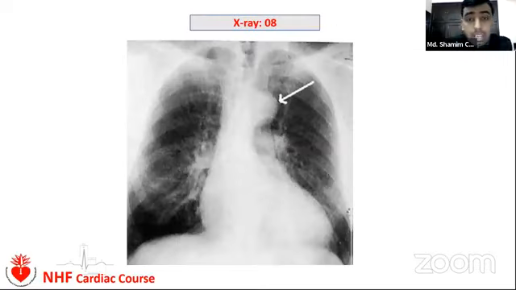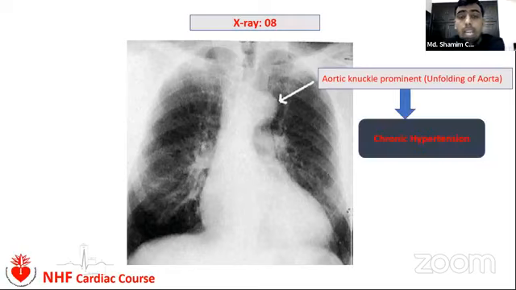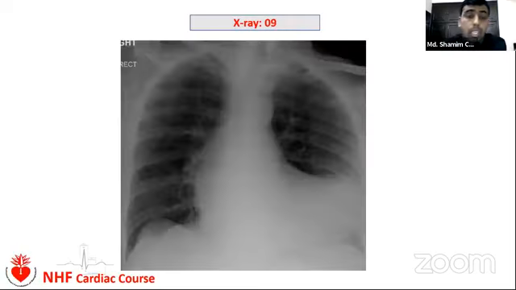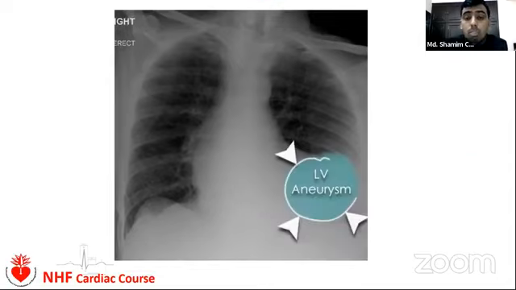Now, this is an X-ray of cardiomegaly showing an unfolding of the aorta, that is, the aortic knuckle is prominent. Probably this is a case of chronic hypertension. This is another X-ray showing cardiomegaly, but the LV apex is bulging laterally and inferiorly, and the vascular markings are quite normal, with some sort of rim of calcification noted in the area. So this is a case of chronic old myocardial infarction with LV apical aneurysm.